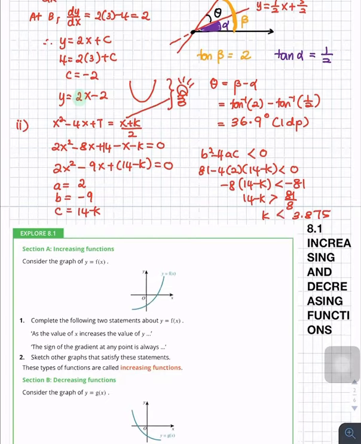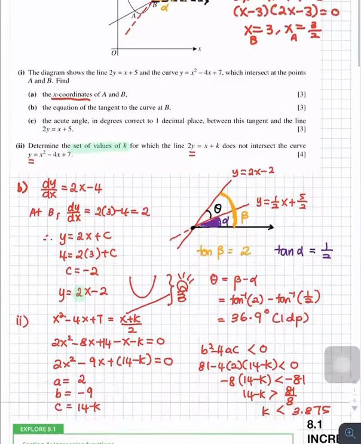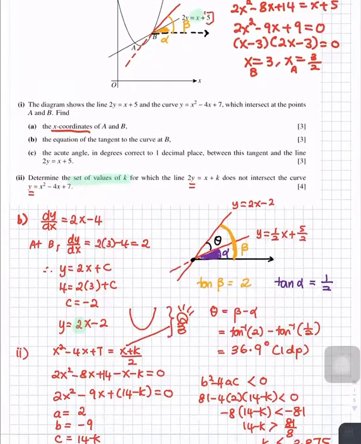Finish. So for any k value lesser than 3.875, you go back to the question, you put whatever k value you want here. If you put anything less than 3.875, they won't intersect. That is the meaning of the question. You can put k equals, let's say, -2. They won't intersect. If you put k equals 3, it won't intersect.